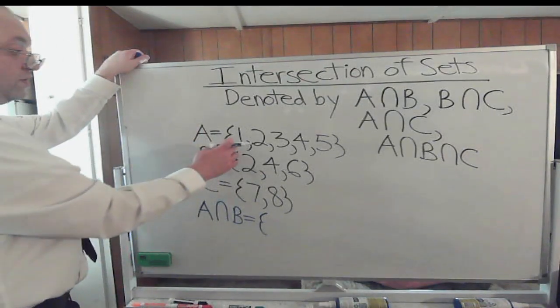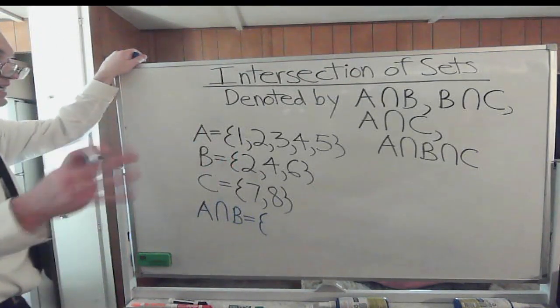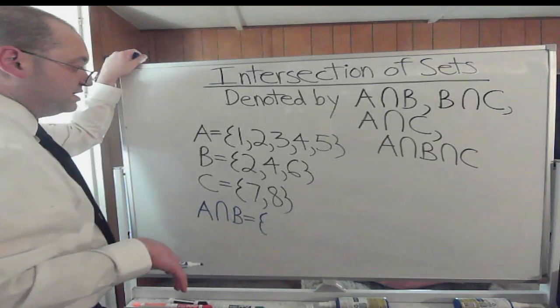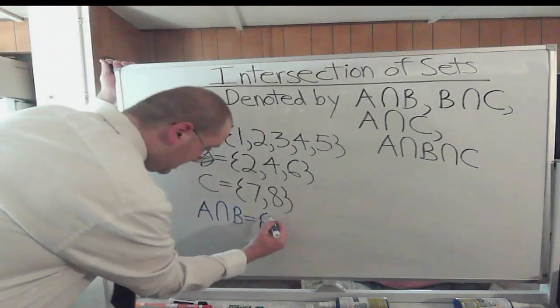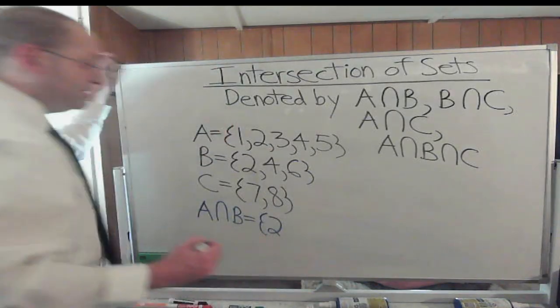Well, do they have a 1 in common? No, it's only in set A. 1's not going to be an element of the set. But they definitely have a 2 in common. A and B both have a 2 in common. So 2 will be a member.